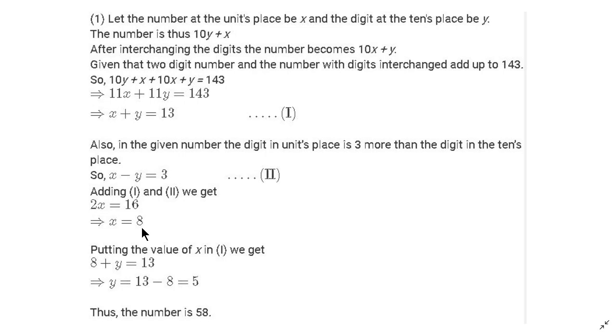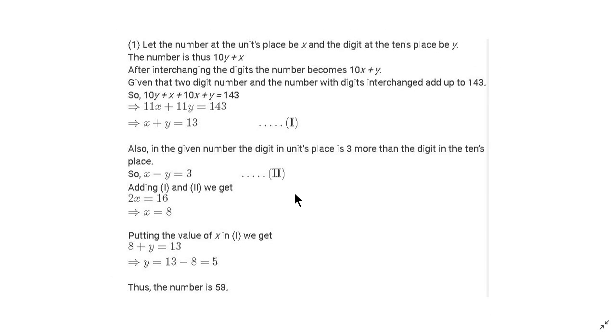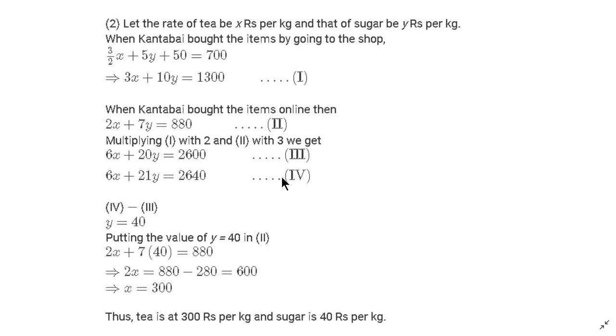So we find x is equal to 8 and y is equal to 5. X was the units place, so x is 8 in the units place, and y was the tens place. So 58 is the number we wanted. Okay. Here is question number 2.